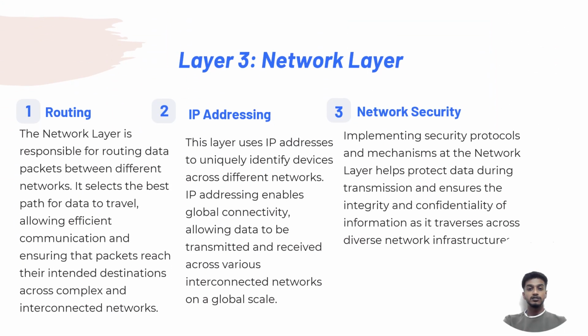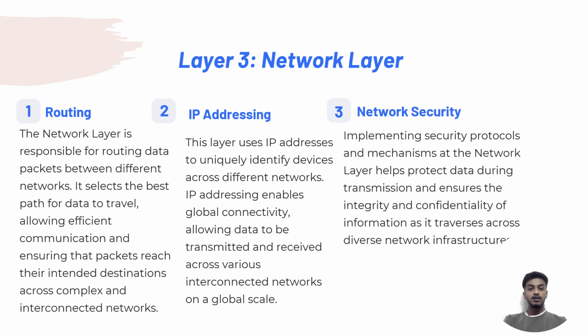Next, we'll discuss the third layer, that is the network layer. The network layer performs three functions, that is routing, IP addressing, and network security. Routing. The network layer is responsible for routing data packets between different networks. It selects the best path for the data to travel, allowing efficient communication and ensuring the packets reach their intended destination across complex and interconnected networks.